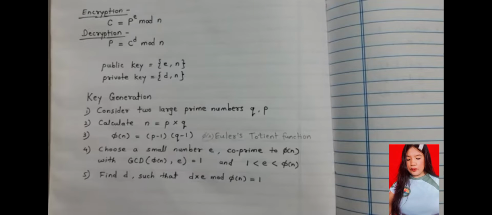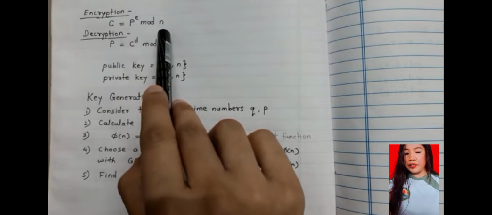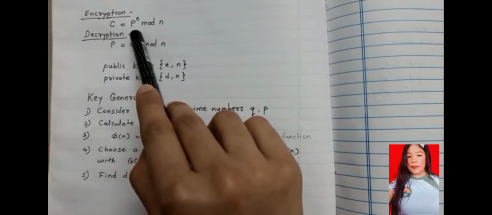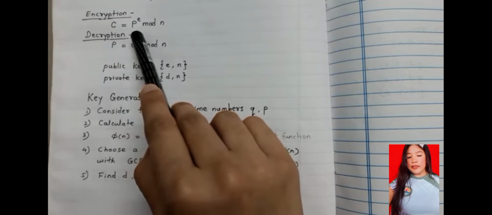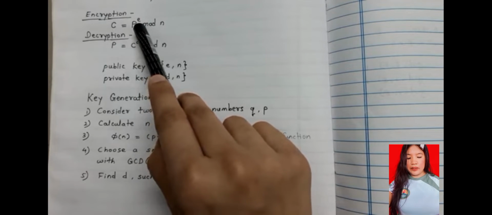So until now we have seen symmetric algorithms. Now we are going to see the asymmetric algorithm, that is the RSA algorithm. Let's see the formula of encryption. C is equal to P raised to E mod N. C is the ciphertext, P is the plain text message, and for encryption we need the public key, which is E. So C equals P raised to E mod N.